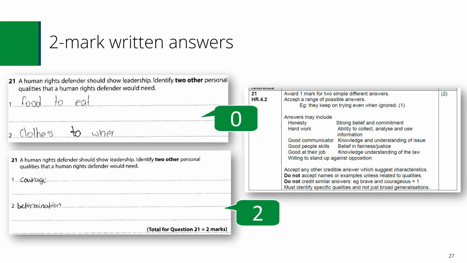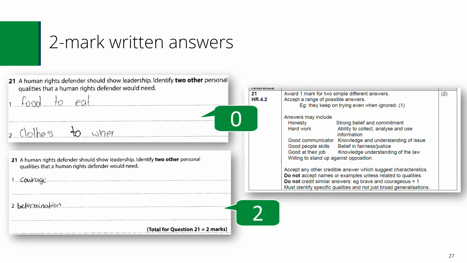In contrast, this answer scored 2 marks. Both the idea of being courageous and being determined, these are ideas in the mark scheme. They're also ideas that I think we'd all identify a human rights defender would need. You might need to be courageous sometimes, standing up for people in difficult situations, and you might have to be very determined to see the work through.